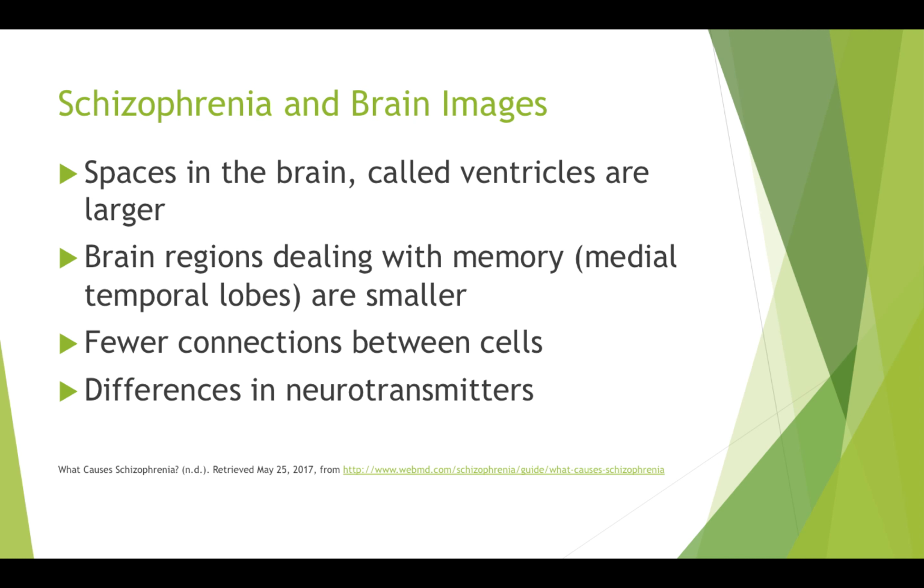Schizophrenia in your brain has been found to be able to show signs of deficiency. Experts have found that brain images of people with schizophrenia are different from normal brain images. In an individual with schizophrenia, they found spaces in the brain called the ventricles that were larger, parts of the brain dealing with memory, which is the medial temporal lobes, were smaller, and there were fewer connections between brain cells.